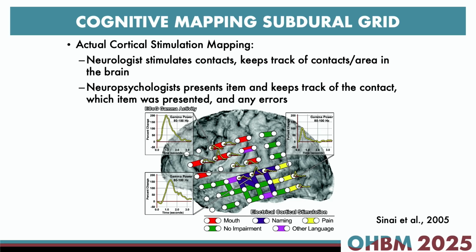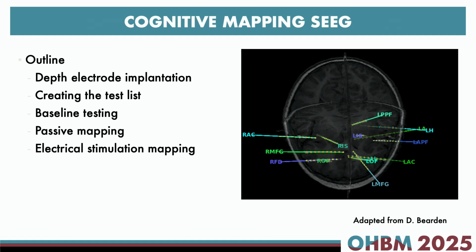And then in the room, you're actually with a neurologist who's stimulating and keeping track of the context, and then I'm a neuropsychologist. I present the items and usually keep track of the errors, and at the end you have a map of where there's impairment or no impairment, and you can do a similar thing with SEEG.